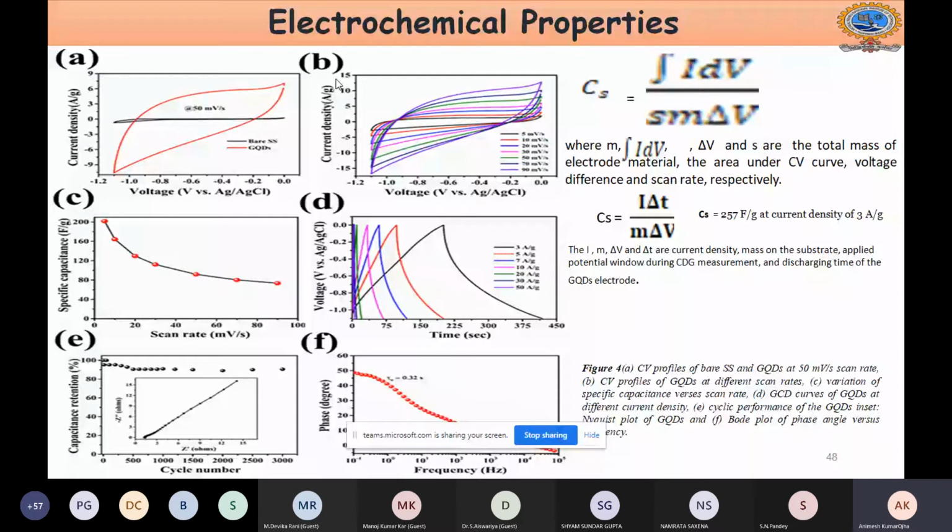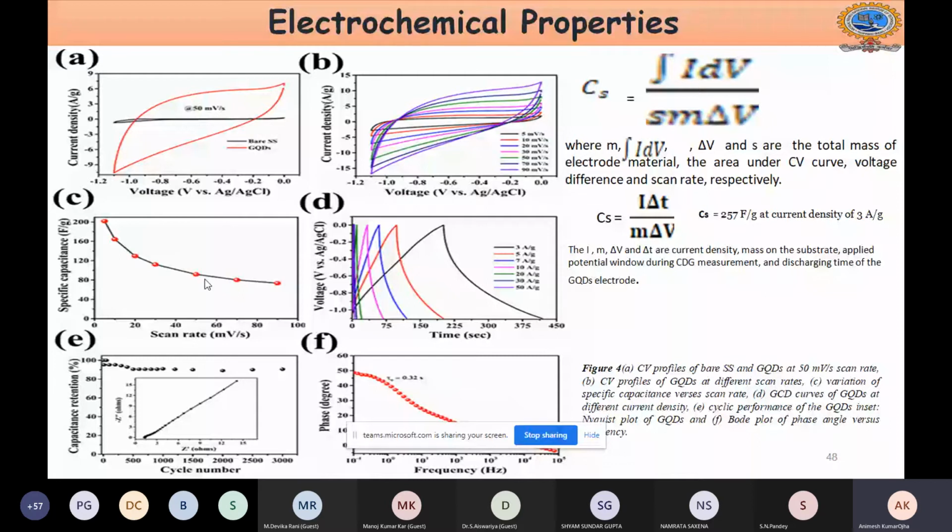Figure 4b shows how the specific capacitance is changing with scan rate. As you know, here we observe that there is a decrease in the specific capacitance with the scan rate, which confirms the better capacity performance of the electrode material.